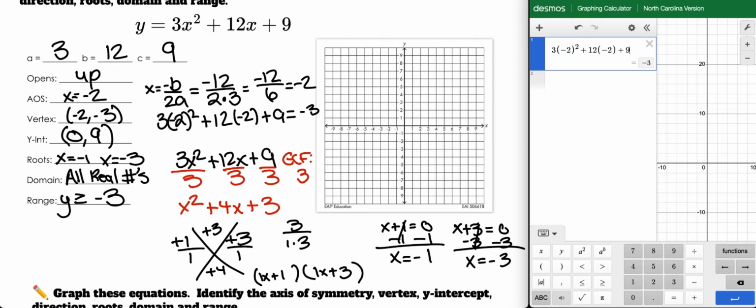Now when we graph, we start with the axis of symmetry first because that is dead center of the parabola. It cuts it in half. So our axis of symmetry is at -2. So we can do a dashed line on -2. Then we graph our vertex. Our vertex is at -2, -3. Then from there, we can graph our y-intercept, which is at 0 and 9.